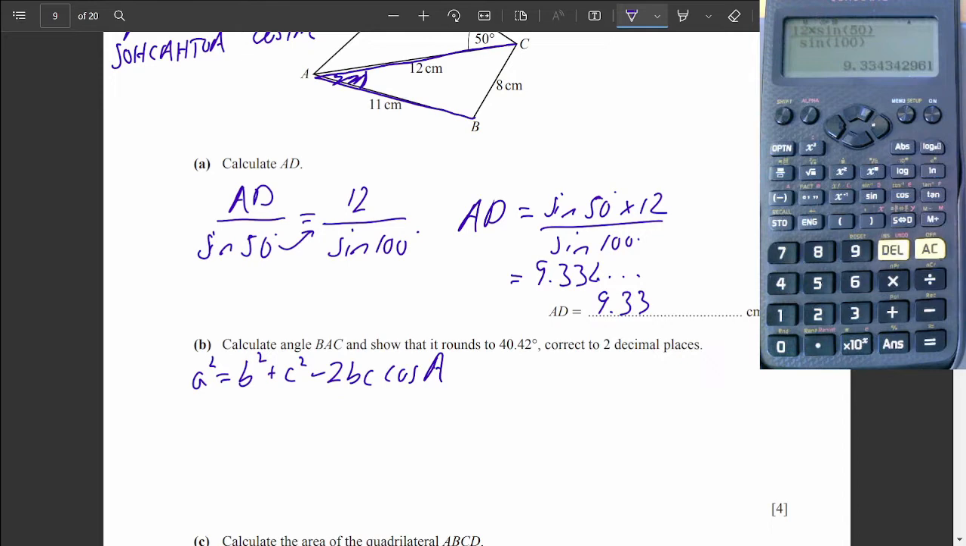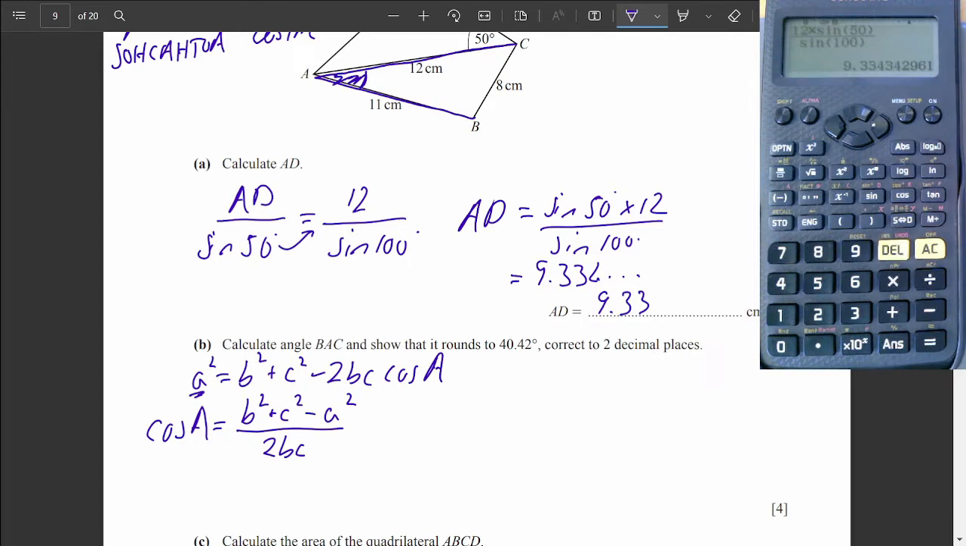Now that is very useful if we want to work out a side, which is lowercase a. But if not, we want to use the rearranged version. We want to find the angle, we do cos A equals, and then it's that part again, b squared plus c squared, but the a squared moved over, so it's minus a squared over, we have this other version, the remainder, but it's positive, 2bc at the bottom.